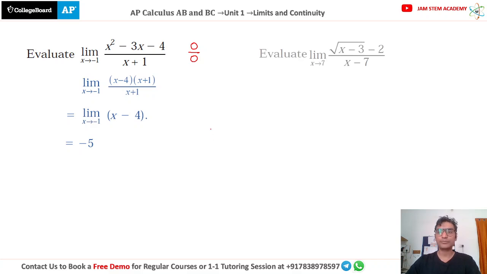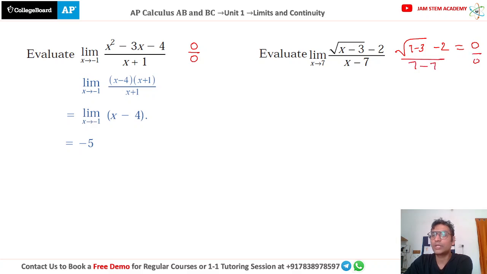Let's do one more. It says evaluate limit x approaches 7 for this function. Root of x minus 3 minus 2 divided by x minus 7, and we have to substitute x as 7. So directly substitute x as 7. What do you get? 7 minus 3 inside the square root minus 2, which is what? 2 minus 2 means 0 in the numerator, divided by 7 minus 7, which is 0 in the denominator. So it is 0 by 0. It means that's not my answer. We need an analytic approach to solve this if possible.